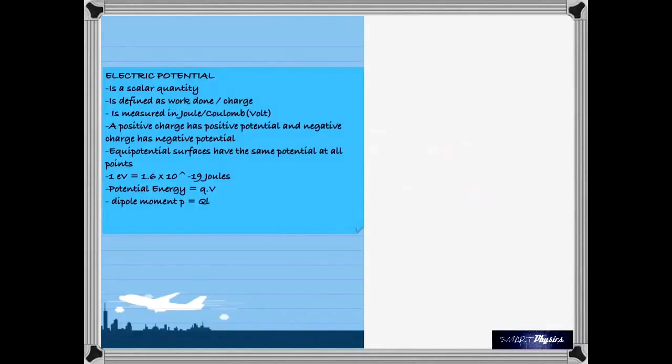Although energy is measured in joules, in electrostatics we use a unit called the electron volt. 1 electron volt is 1.6 times 10 to the negative 19 joules. And whenever you work out problems, you always need to convert electron volts into joules.